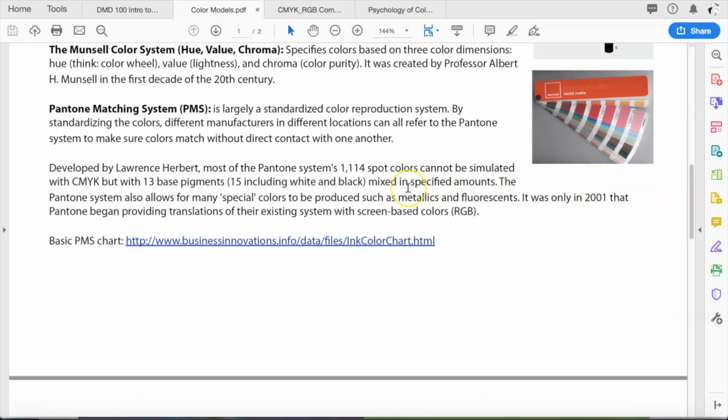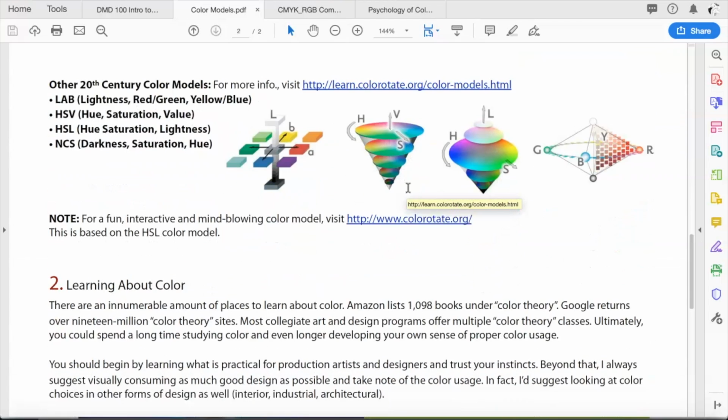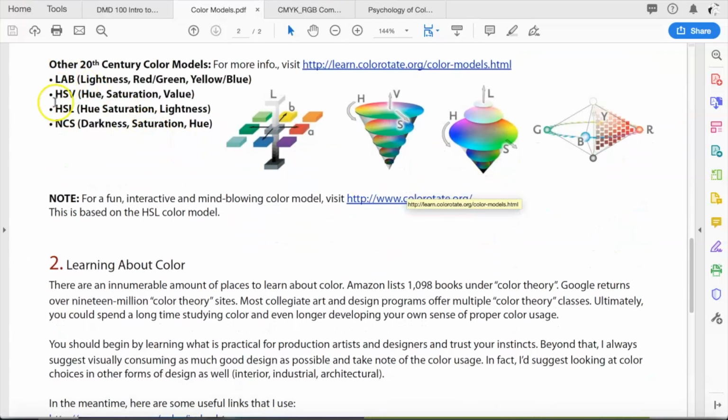Now, this isn't to say that they're the only color models that came around. As you can see here, also in the 20th century, these color models were developed mostly scientifically, but somewhat artistically. The lab system, HSV, which is hue, saturation, and value, HSL, and the NCS system. Now, these all have specific purposes. Some are used in photography, some are used for scientific purposes, but they're not as widely used as the ones above, but they are still in use.